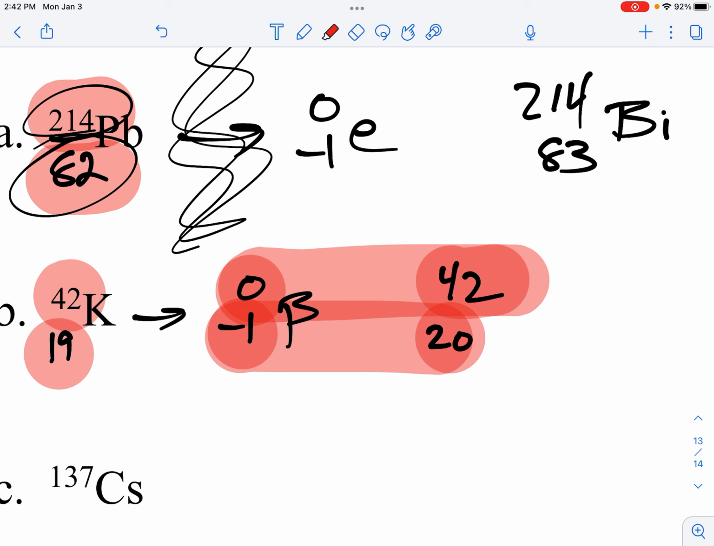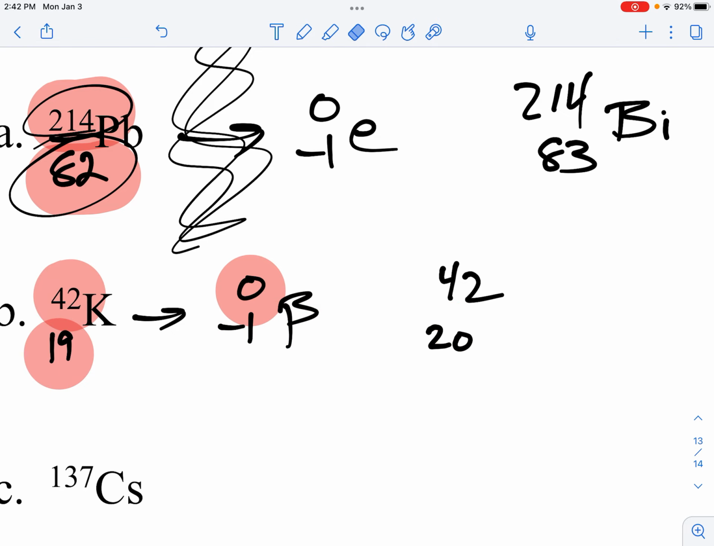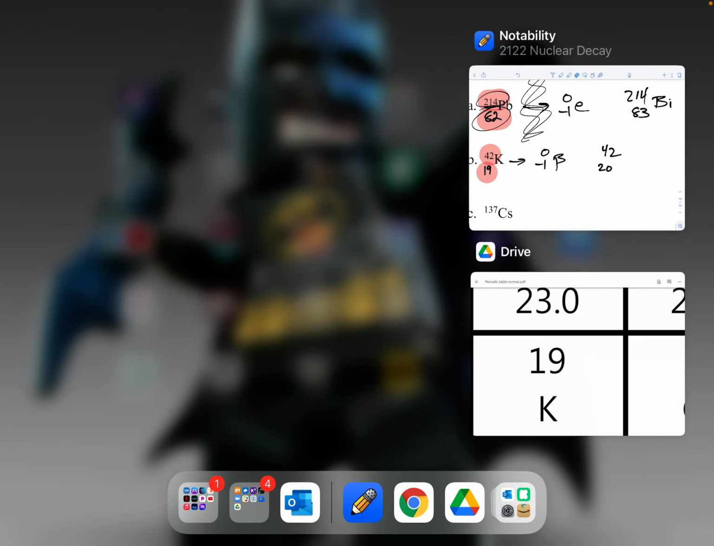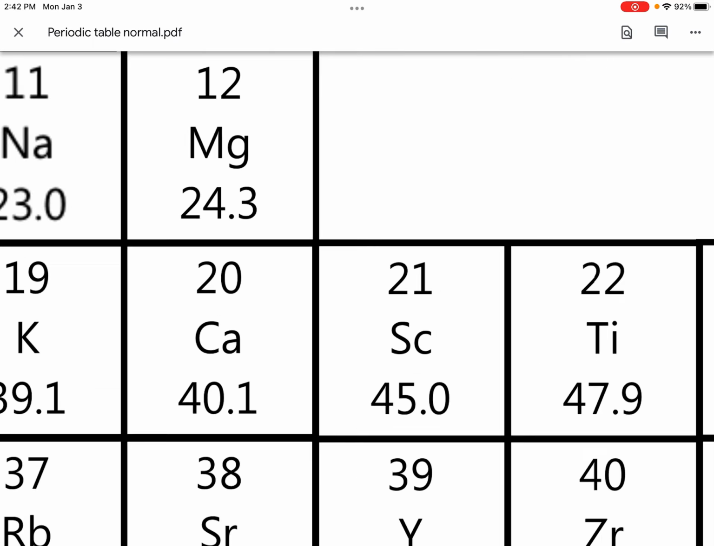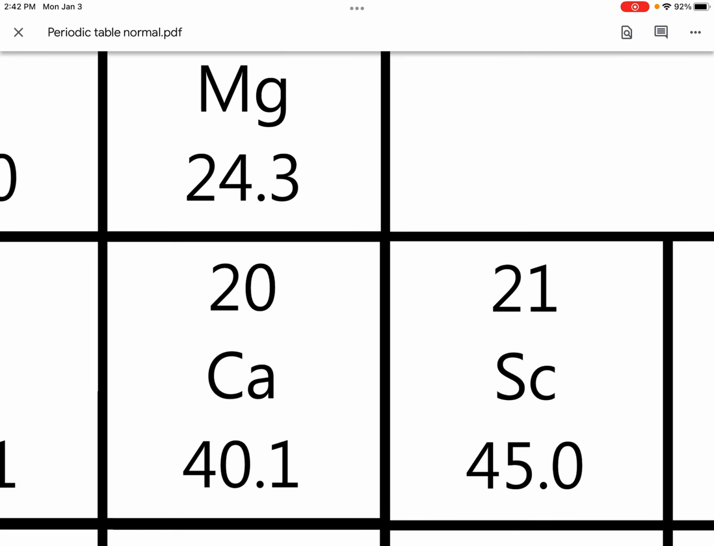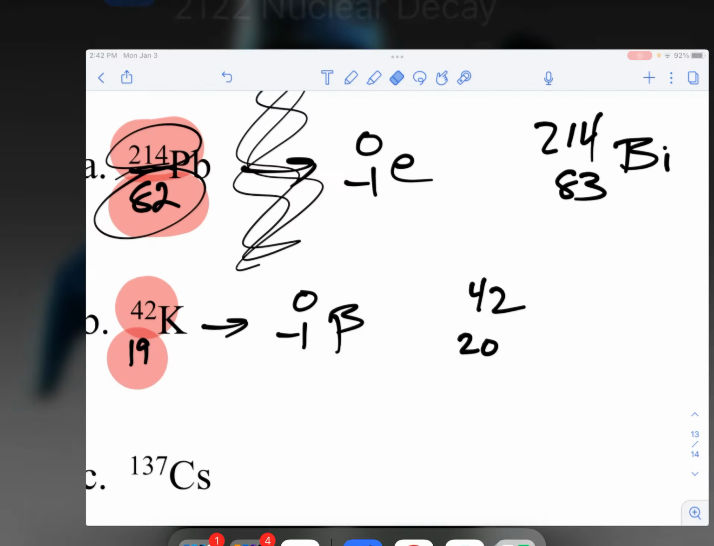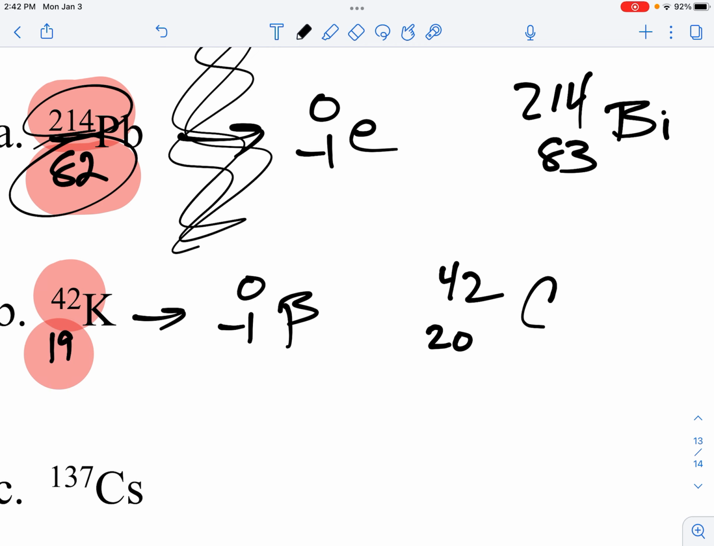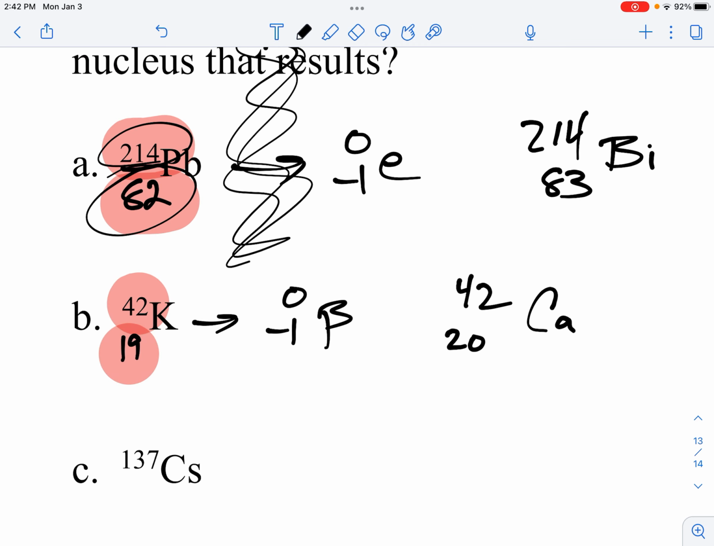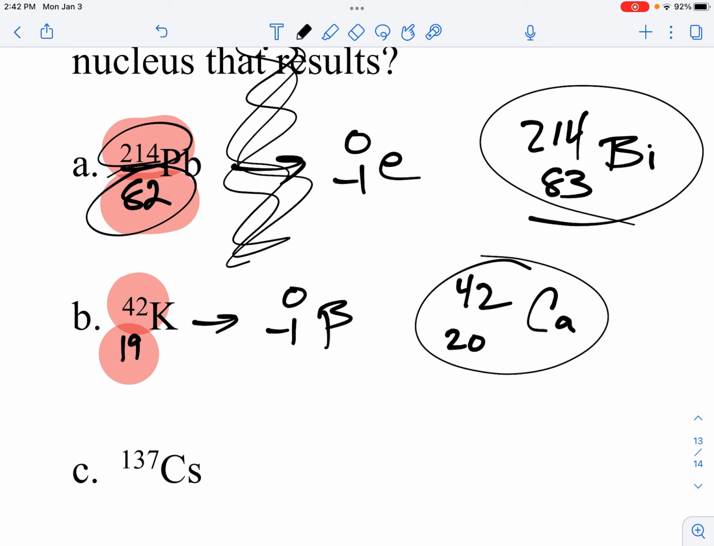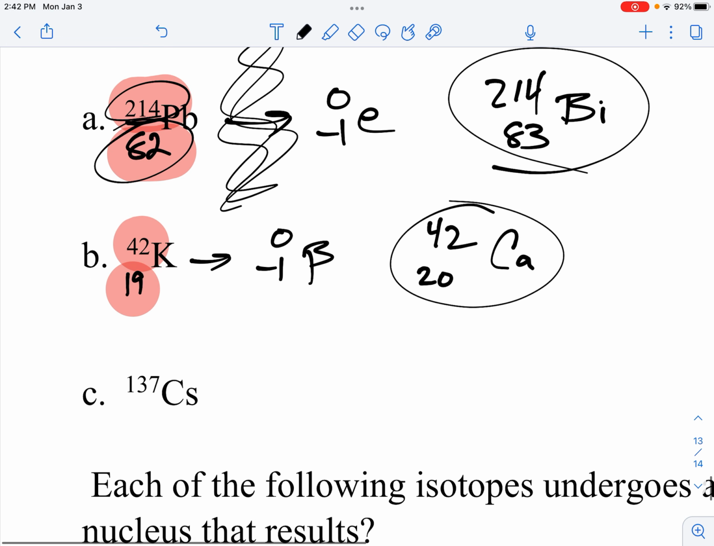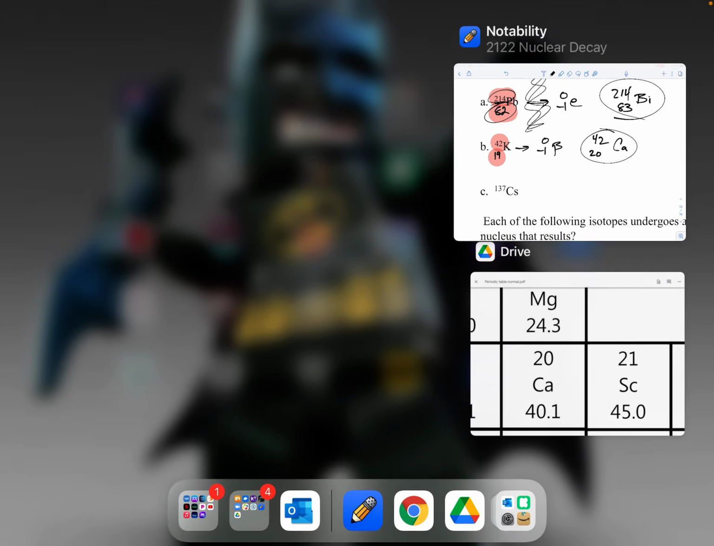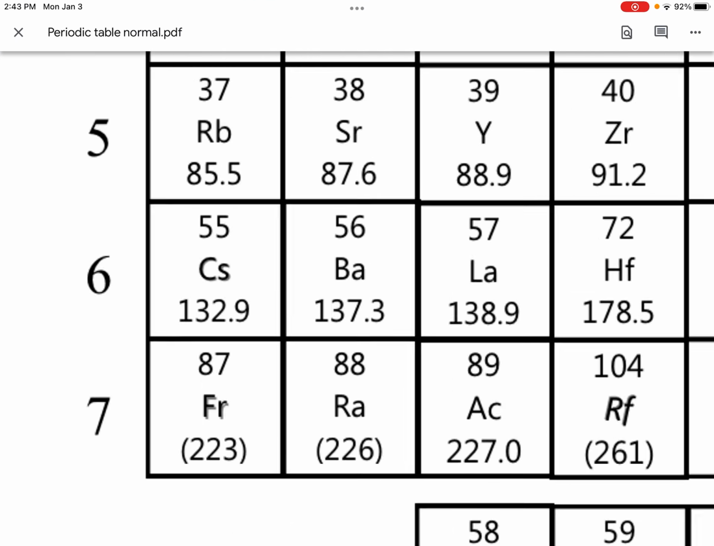So what element has this turned into if I am now element number 20? I believe that's calcium, right next door. And it is. Calcium is number 20. So that is element calcium. So that is the daughter nucleus that shows up. What if I have some radioactive cesium that undergoes a beta decay? Got to know what number cesium is before I can start.